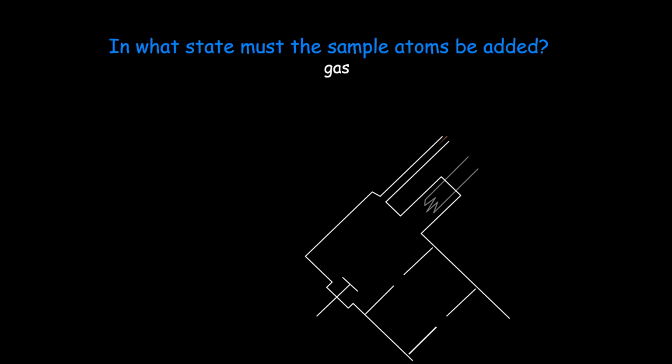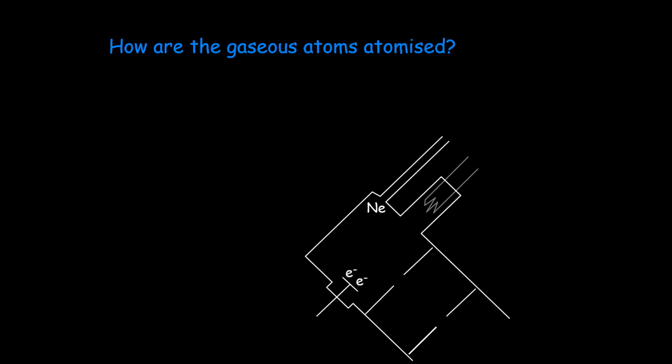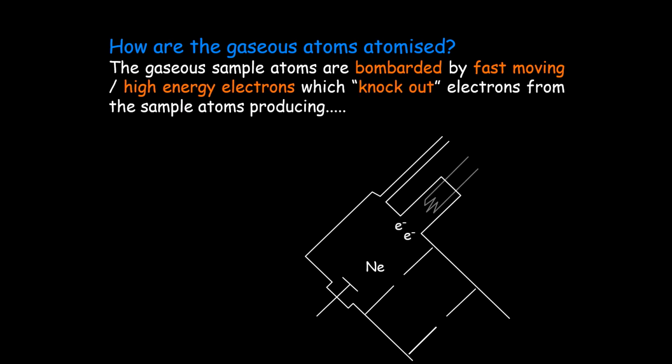So they're added in the gaseous state. So our gaseous sample atoms go in, and now they are going to be ionized. They're ionized by this beam of electrons, which are high energy and fast moving and are being fired from the electron gun. So our sample atoms are bombarded by these fast moving high energy electrons, which knock out electrons from the sample atoms, producing 1+ ions.